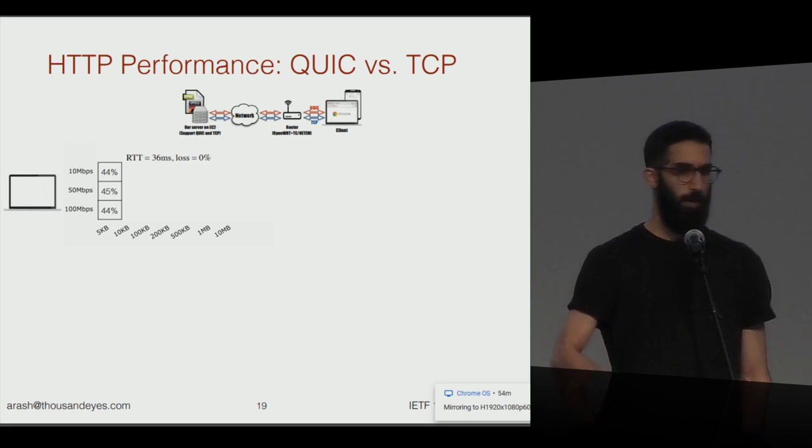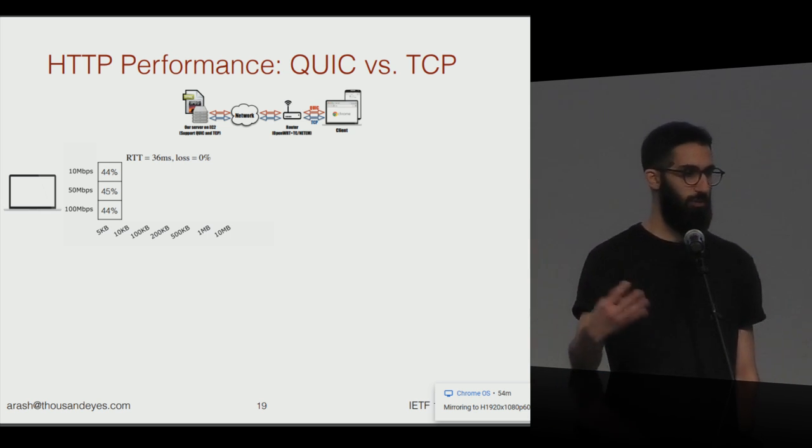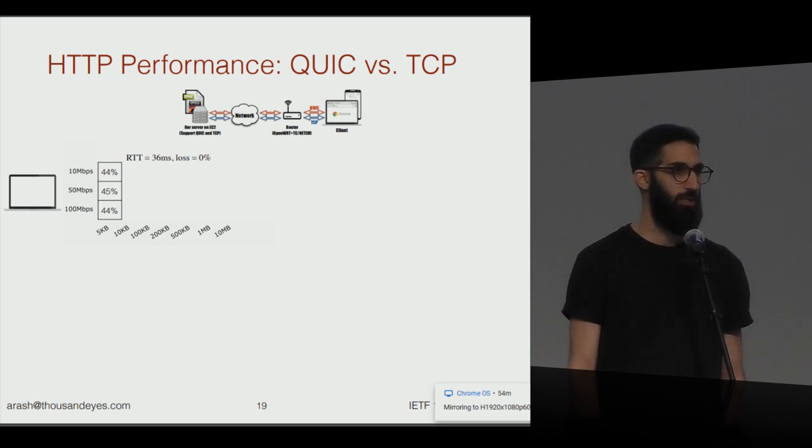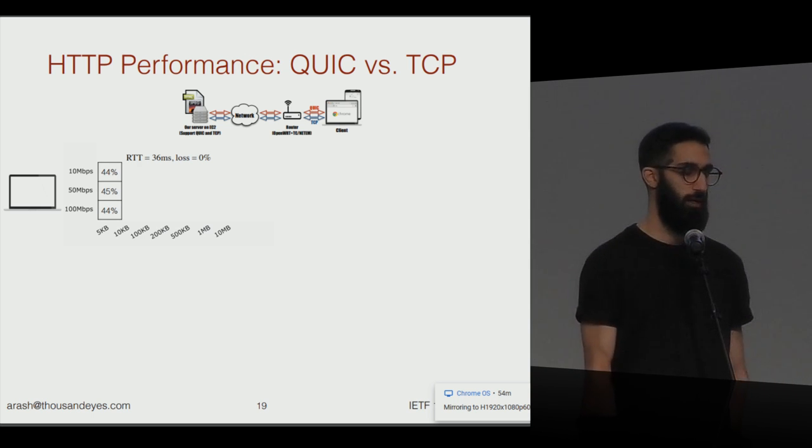So in this case, the RTT is 36 milliseconds. The loss is insignificant. And those numbers, 45, 44%, what that means is that when we're downloading that 5 kilobyte object using Quick and TCP, the download time for Quick is 45% better than TCP.